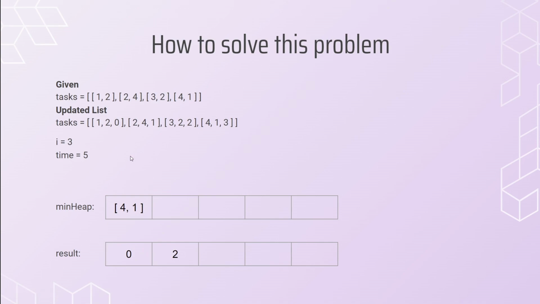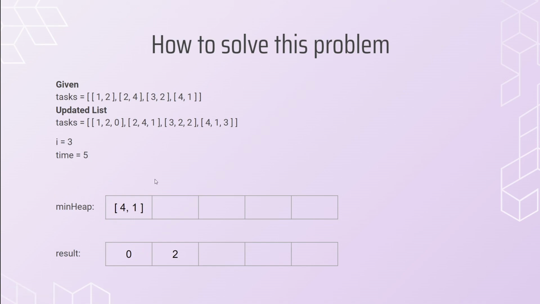Now the next thing to do is to repeat this process. Our time got incremented to 5, so we repeat the process and we look at index 3. Time is equal to 5. So at index 3, time has to be greater than or equal to the enqueue time in here, which is 4, and that is true. So 1 and 3 get put into the min heap.